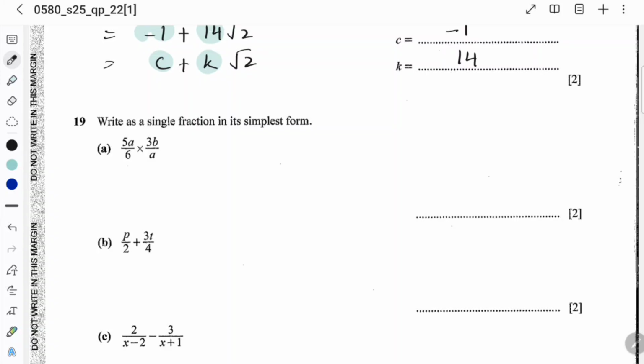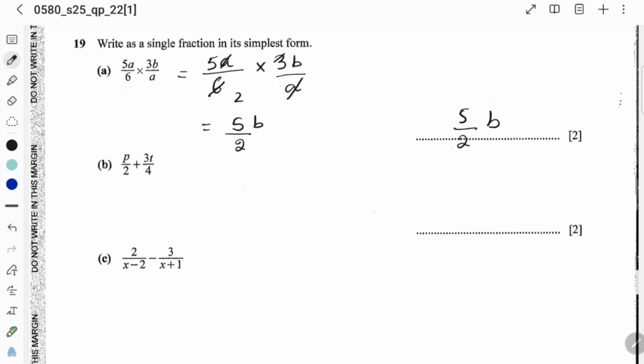Okay, now in this question, the 5a and a we can cancel, and 3 and 6 also we can cancel. I'm writing down again 5a upon 6 into 3b upon a. A and a cancel, 3 1s are 3, 3 2s is 6. And then what is left is 5 in the numerator, 2 in the denominator, and b is in the denominator. So 5 over 2b.